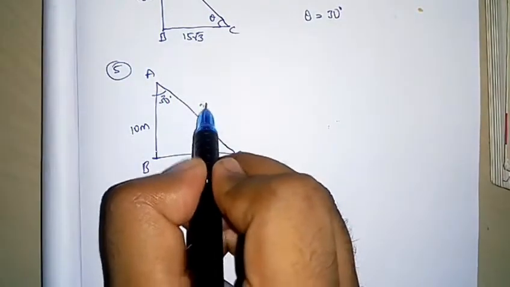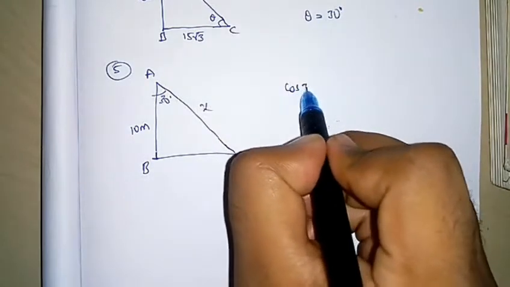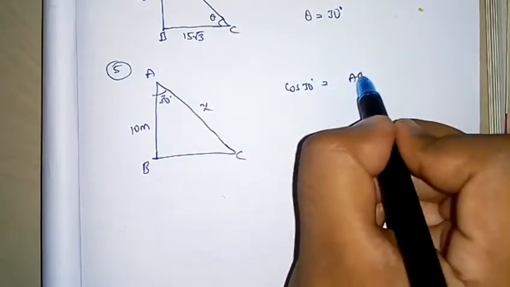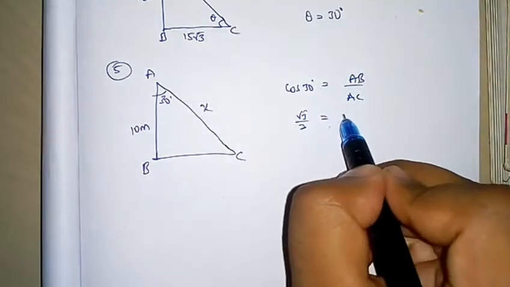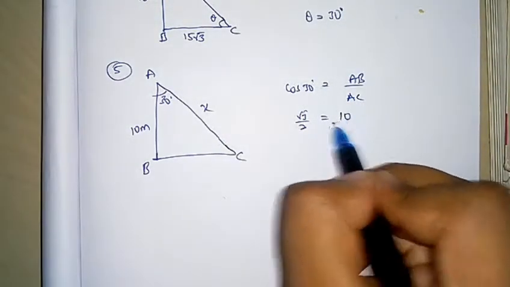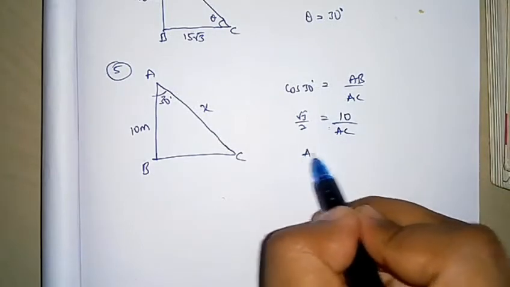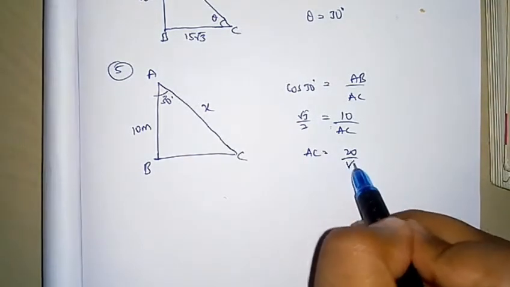The length of the rope be x. So cos 30 degrees is equal to adjacent side AB by hypotenuse AC. Root 3 by 2 is equal to AB is 10 by AC. So AC is equal to 20 by root 3.